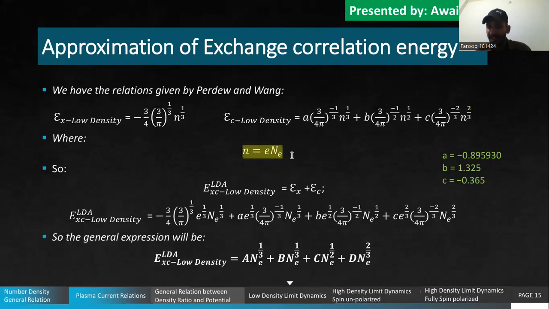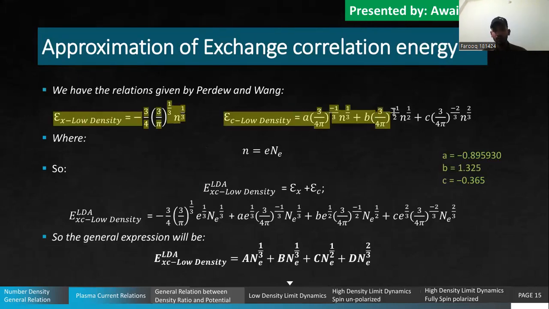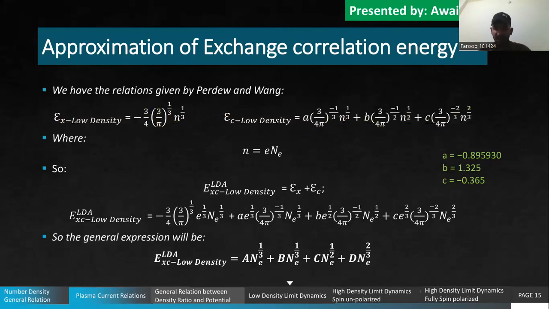Here we know that n is equal to ENE. N represents the density, not the number density. So charge times number density is equal to density. That is a simple relation. The sum of these two energies will become the exchange and correlation energy for low density. These formulas are given for the low density. So EXC, low density LDA, is equal to EX plus EC. Now when we add this, we get this final relation.